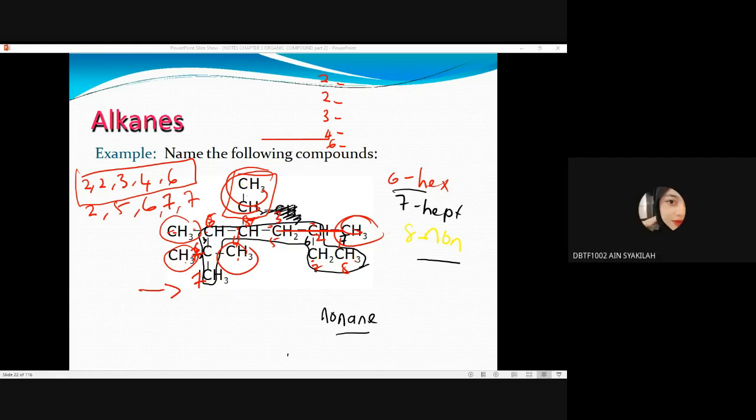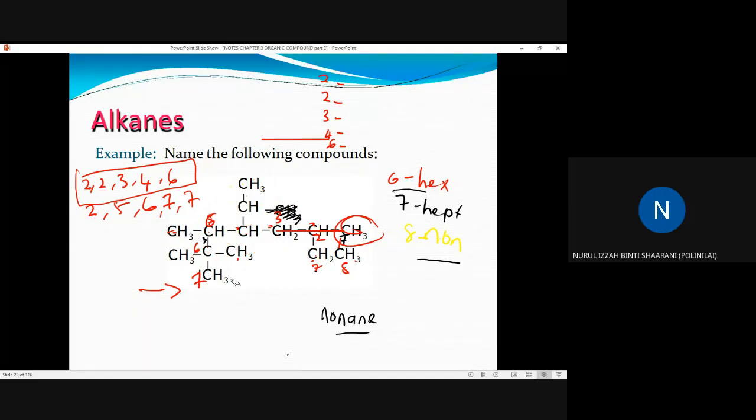Kan dekat 4 tu dia ada 2. So satu je ke 4 ni? 4 mana ni? Yang belah kiri ke kanan? This one kan? 1, 2, 3, 4. 1, 2, 3, 4. Sekejap. Yang ni ke? Yang ni? Aha. Sekejap eh. Sekejap, saya padam dulu. Tengok mana yang betul.